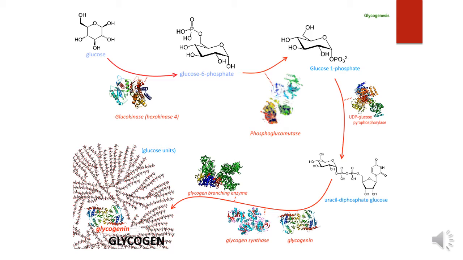Sorry, I always have trouble with those words. And then also suppresses glycogenolysis and gluconeogenesis. So insulin promotes the production of glycogen and inhibits the breakdown of glycogen, whereas glucagon and epinephrine do the opposite.